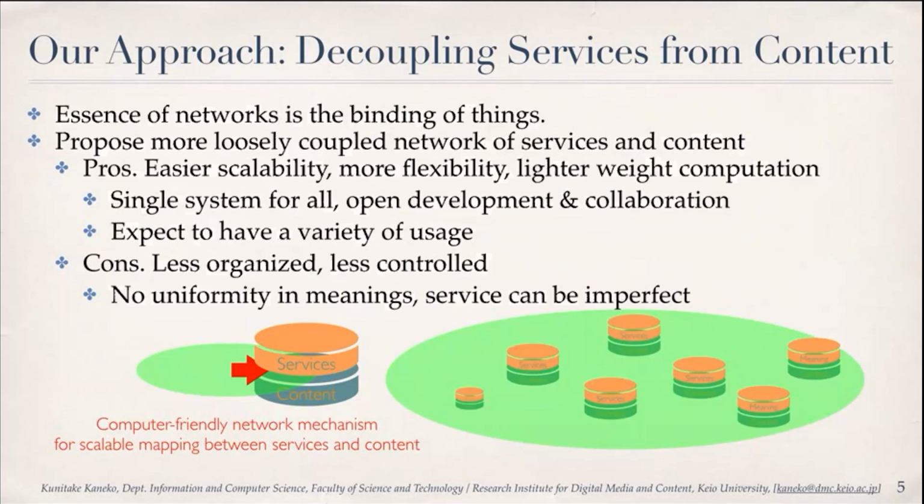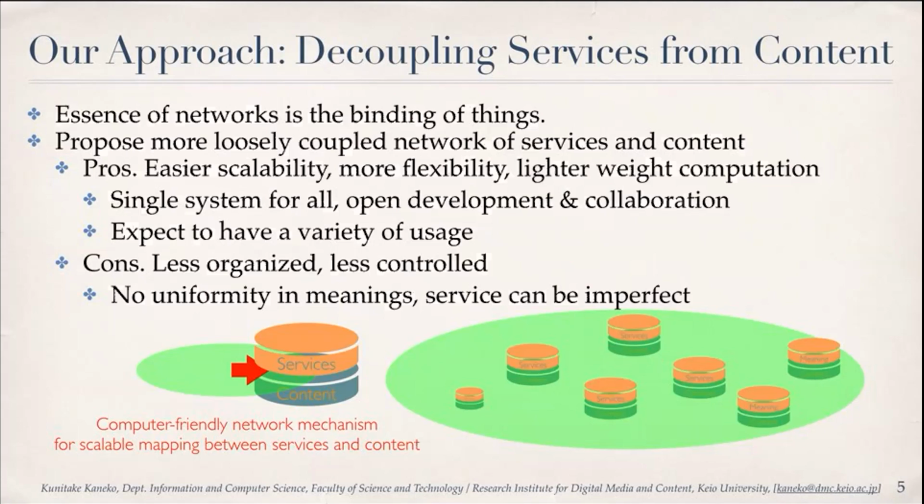So in this case, the service and content. In the startup example, a new service and the existing content that is located within a different organization or the silos. Inserting a new network mechanism in between the service and the contents realizes easier scalability because it's not a tight coupling.